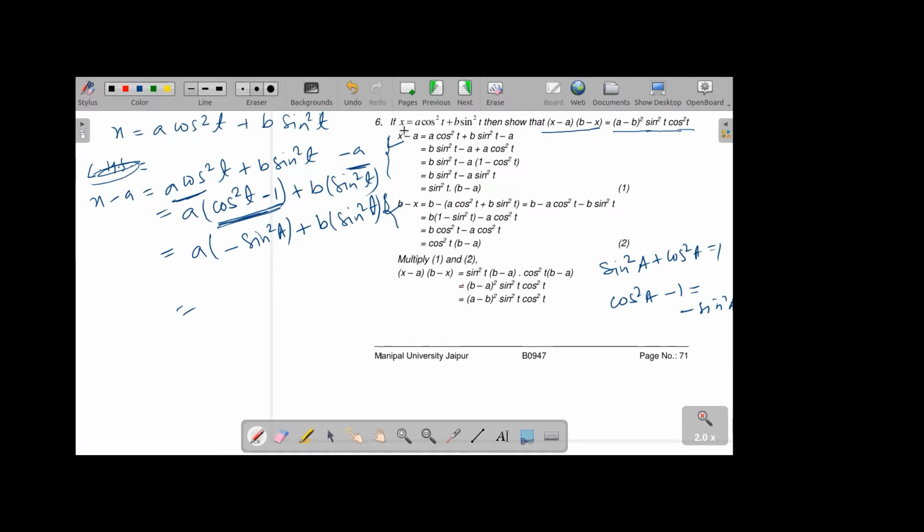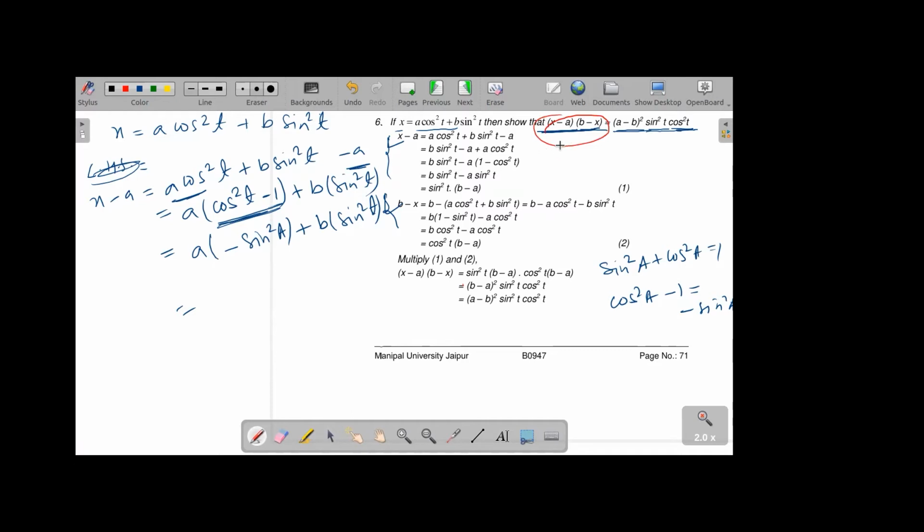Okay, just this is the question: x equals a cos square t plus b sin square t, and we have to prove x minus a multiplied by b minus x equals a minus b whole square sin square t cos square t. We have to prove that. Okay, so we are beginning with LHS, and that is x minus a and b minus x.